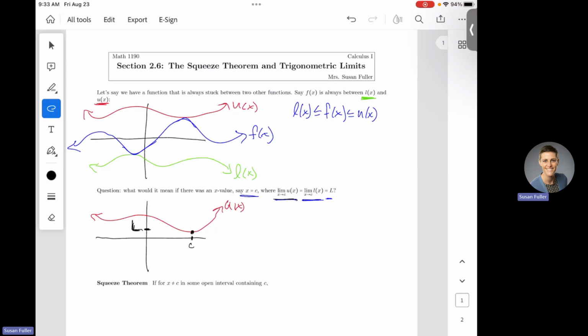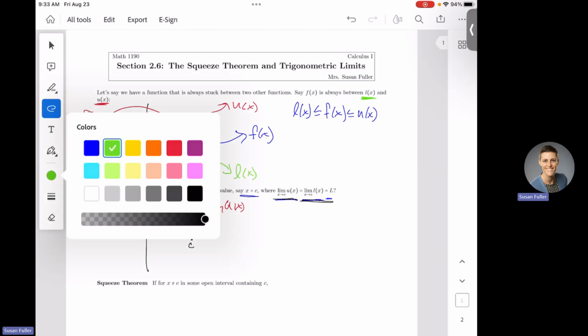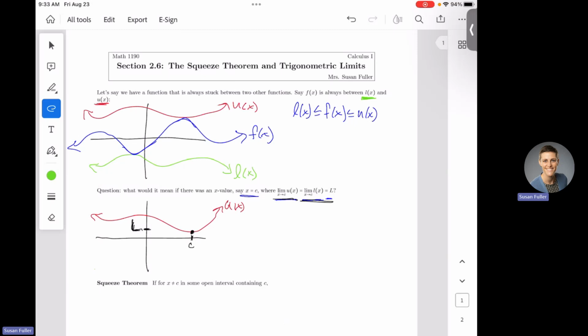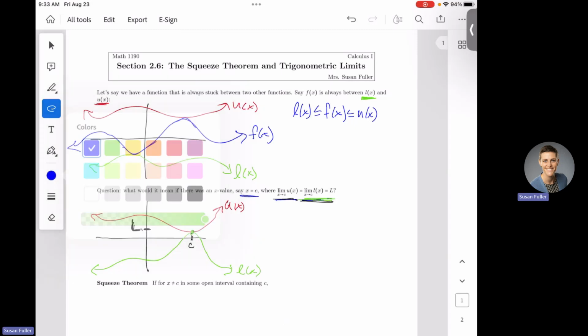But that value L is also the limit as x approaches c of L of x, my lower function. So what that means is that L of x is stuck down here. It also has to have a limit of L at x equals c, right? That's really what this is saying: the limit as x approaches c of my upper function is exactly the same as the limit as x approaches c of my lower function. Okay, so that's the situation that we're in here. What does that mean for my function f of x that's stuck between these?